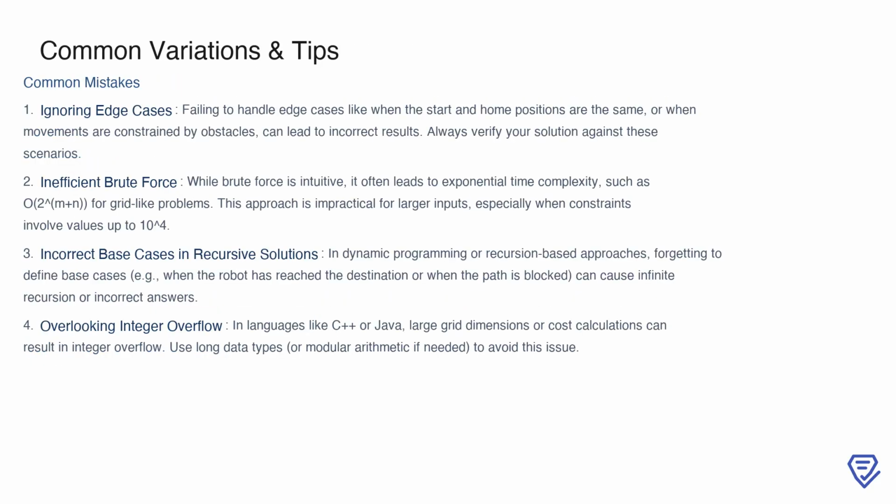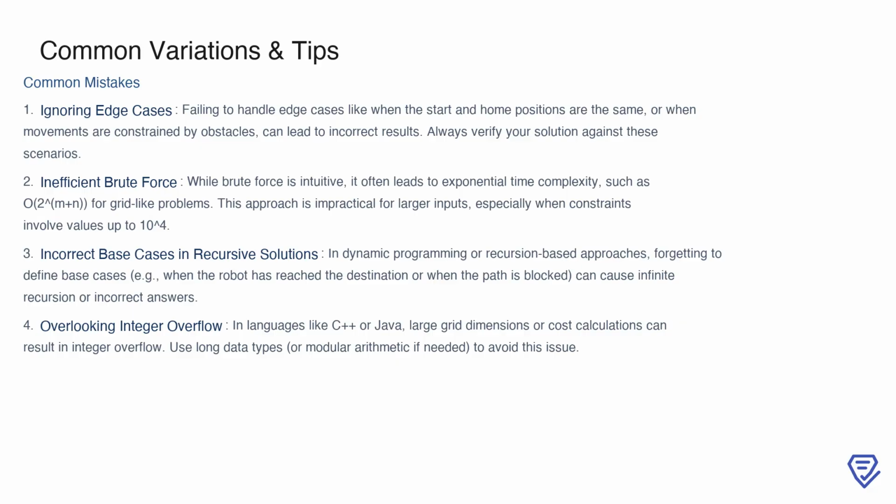When working on this problem, there are several common mistakes to watch out for. First, ignoring edge cases can lead to incorrect results. For example, if the starting and home positions are the same, or if the robot's movement is constrained by obstacles, it's easy to overlook how these situations affect the solution.